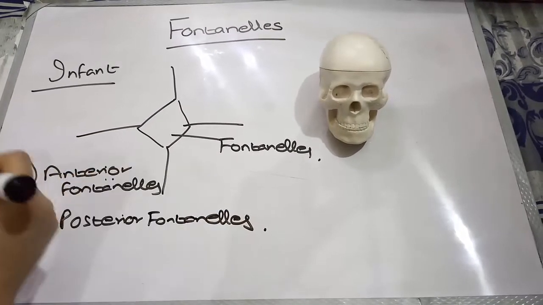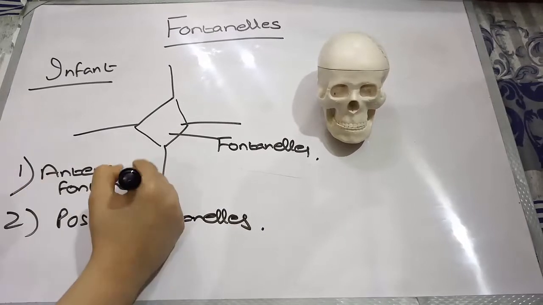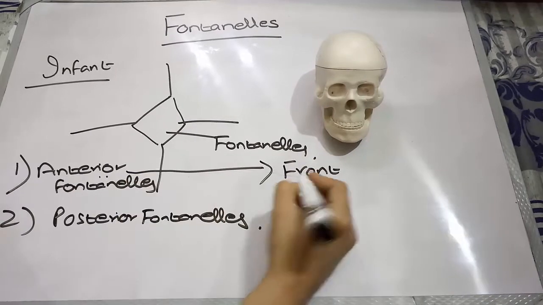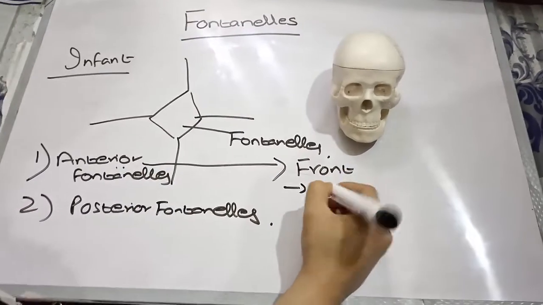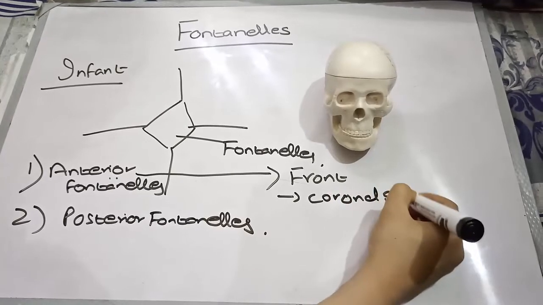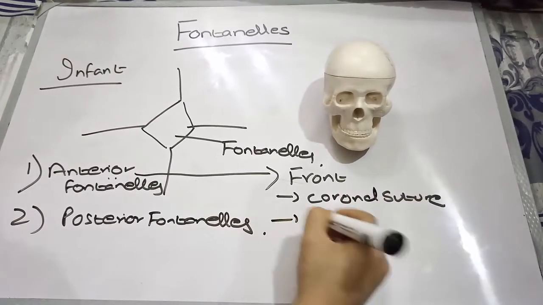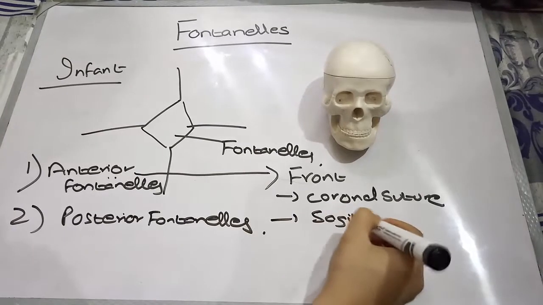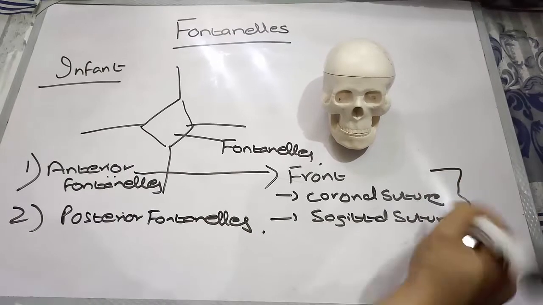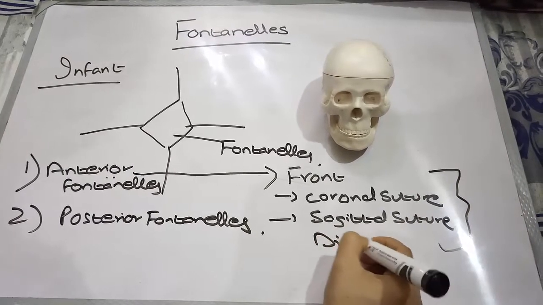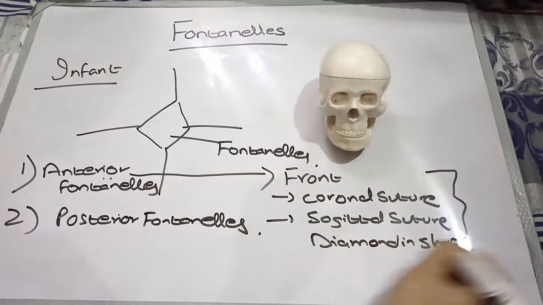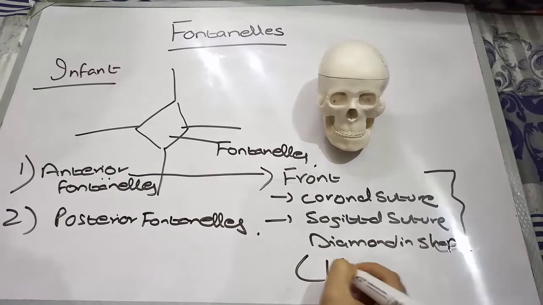The anterior fontanelle lies in the front and it is formed by the junction of the coronal suture and the sagittal suture. It is diamond in shape and it closes at 18 months.